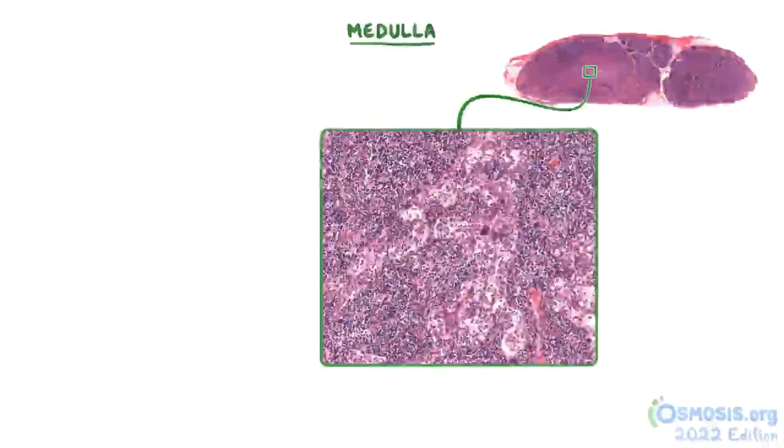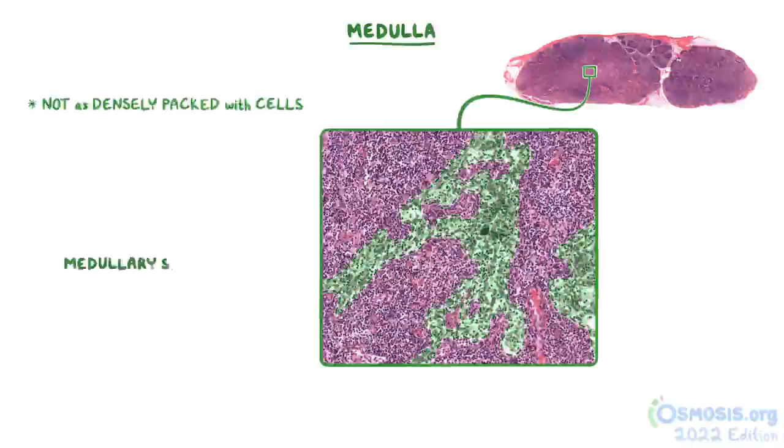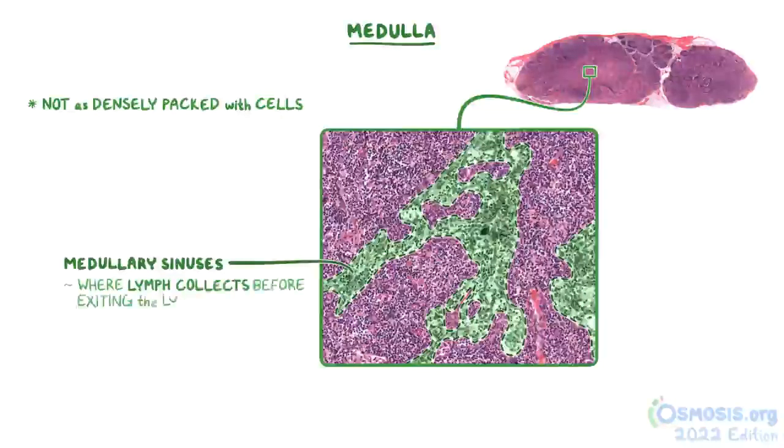Now, if we take a closer look at the innermost region of the lymph node, we can see that the medulla has a lighter or brighter appearance compared to the inner cortex because it's not as densely packed with cells. That's because the medulla has many open spaces or areas that form the medullary sinuses, which is where lymph from the cortex collects before exiting the lymph node through the efferent lymphatic vessel.